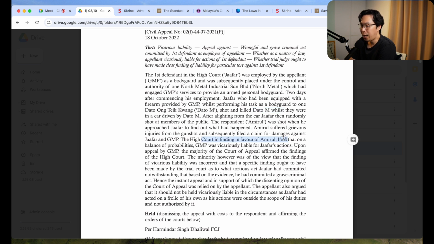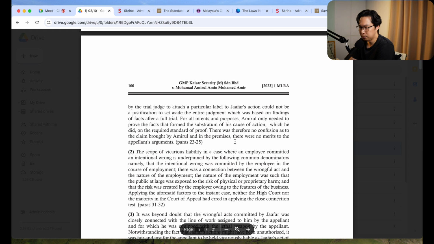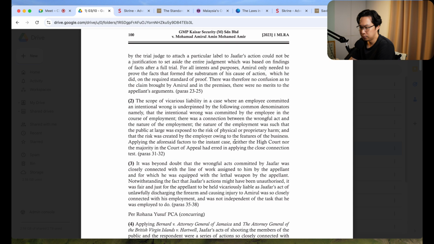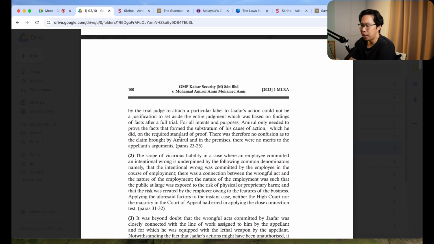High Court in finding favor held that on a balance of probabilities. So now Amirul, one of the public, suffered grievous injuries from gunshot and filed a claim for damages against Jafar, obviously. Okay, tort of negligence. He also wanted to sue GMP, the employer of Jafar, for vicarious liability. Because Jafar, I think, was found to have some sort of mental illness, if I'm not wrong. I think it's mental illness, okay? Some mental problem or something like that. You can read the case.